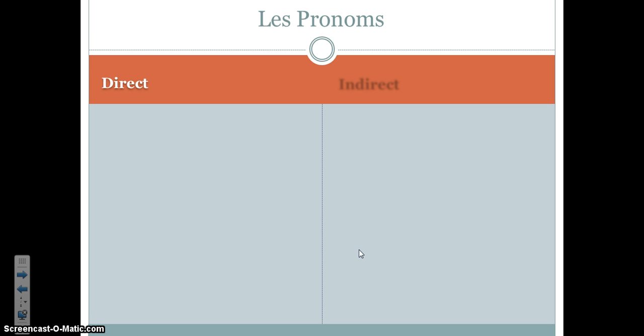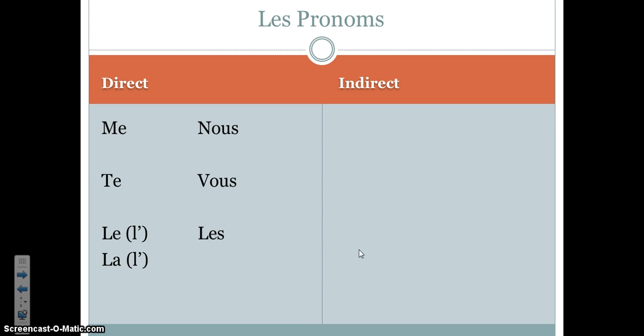So what are the 7 direct object pronouns? Me, te, nous, vous, and le, la, and les. I want you to pay special attention here that only le and la change to l' in front of a vowel. Les never contracts. The plural trumps everything.